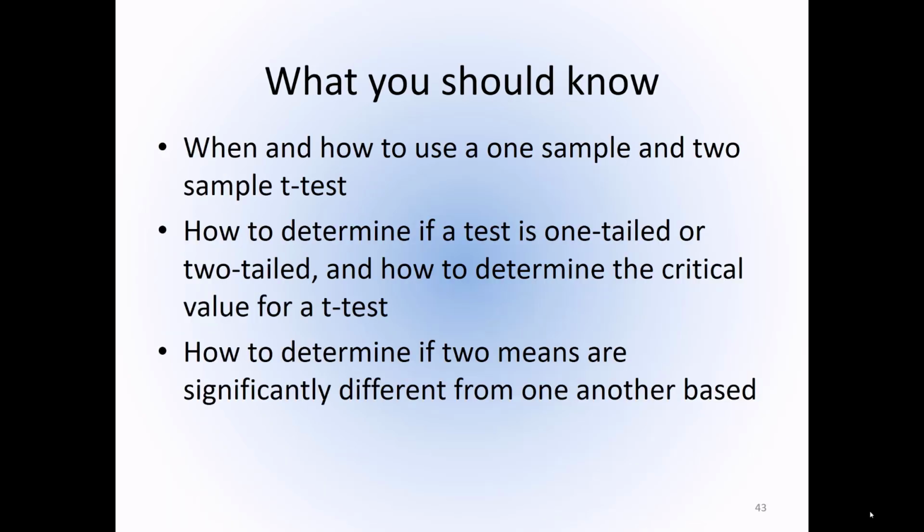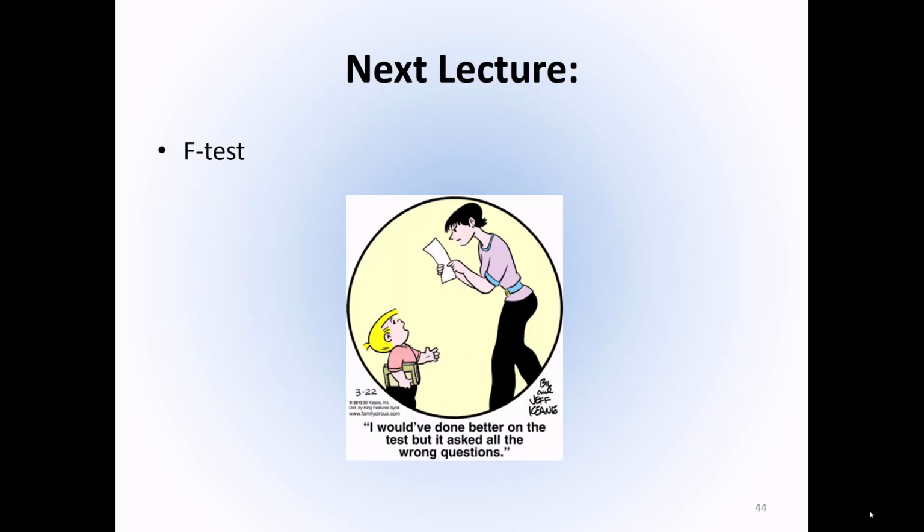A couple important things that you should be aware of and know is when to use a one-sample t-test versus a two-sample t-test, to determine if the test is one-tailed or two-tailed, and then in turn how to identify what the critical value is for the test, and then how to determine if the means are different from one another or not, or how to determine if the mean is different than the hypothesized value or not, how to actually evaluate your test statistic versus the critical value. The next video is going to focus on a new test. It's going to focus on variance rather than on means, and this is going to be the F test.